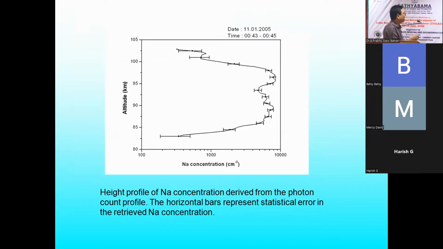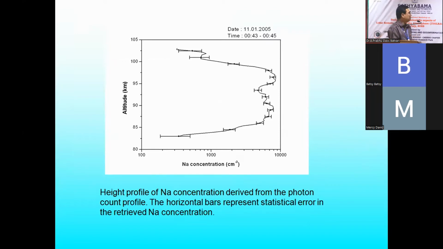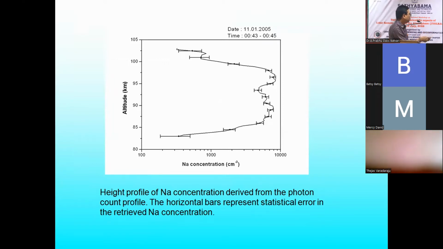And after deriving these photon counts, one can observe this height profile. You can see clearly this is a sodium profile having double peaks. So this is a height profile: altitude versus sodium concentration profile will be observed in this way.